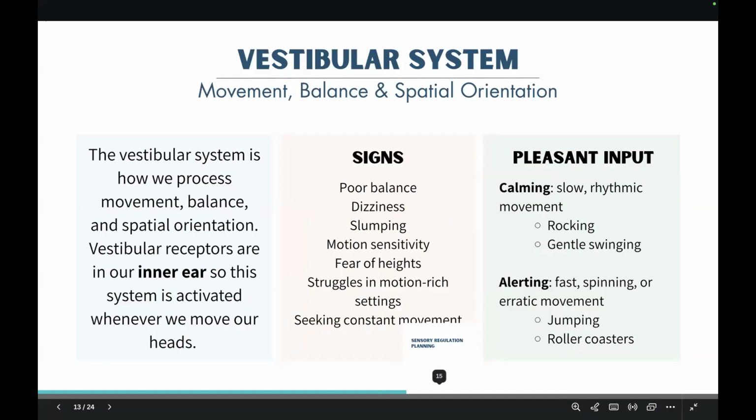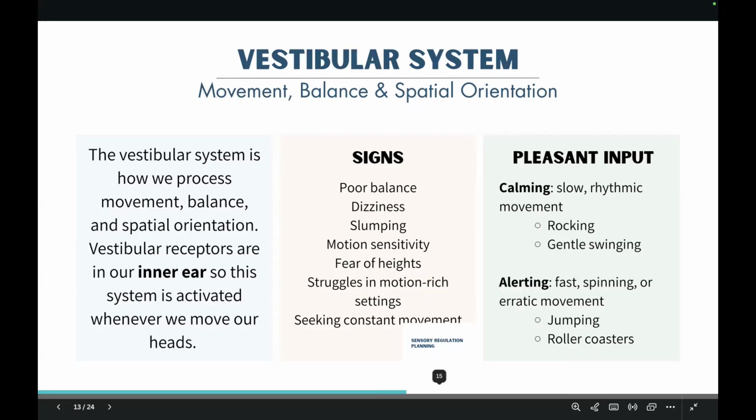Then we have the vestibular system. This is our sense of movement and balance. It's our spatial orientation. Receptors are in our inner ear. So every time we move our heads, we're getting vestibular input. This system is very easy to overload. A lot of people have motion sickness, or maybe I just feel that way because I do. But I think it's pretty easy to overload.